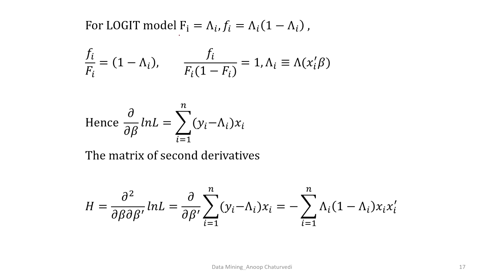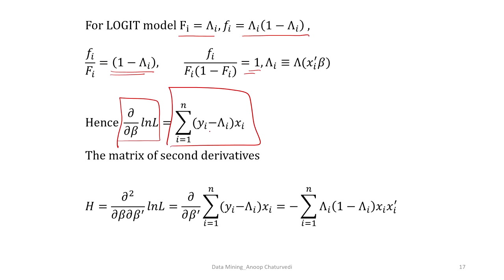For logit model, you write Fi equal to lambda i and small fi equal to lambda i into 1 minus lambda i. Then small fi upon capital Fi is equal to 1 minus lambda i. You can easily verify it. And small fi upon capital Fi into 1 minus capital Fi is equal to 1. Then the differential coefficient of log L with respect to beta is equal to summation over i of yi minus lambda i into xi. So, you can easily get this differential coefficient.